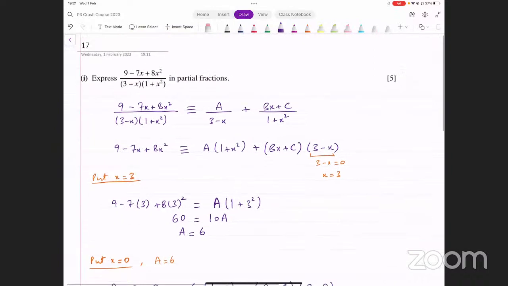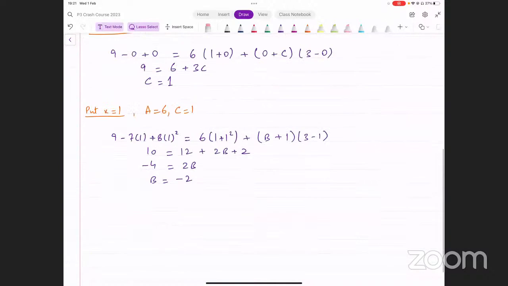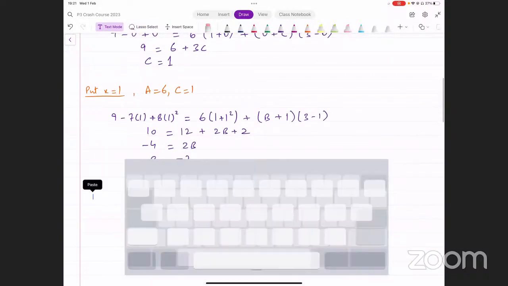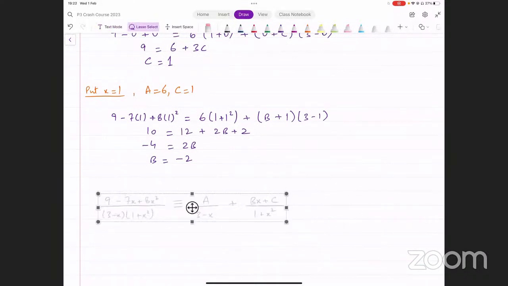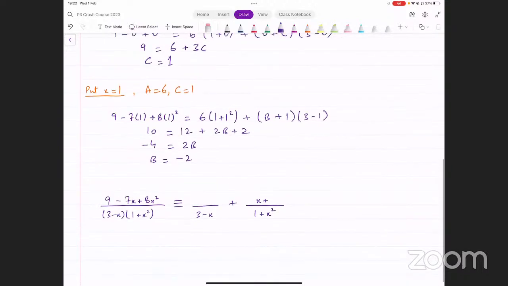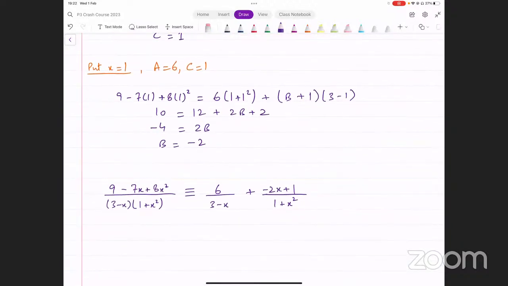We can write down the partial fractions now. The partial fractions that we've got turn out to be this. We just input values of a, b, and c here. The value of a was 6. So we've got 6 here. b is minus 2. So that's minus 2x plus c, which is 1. And that is our final answer. Okay. These are the partial fractions that we were looking for. Any problem with this?